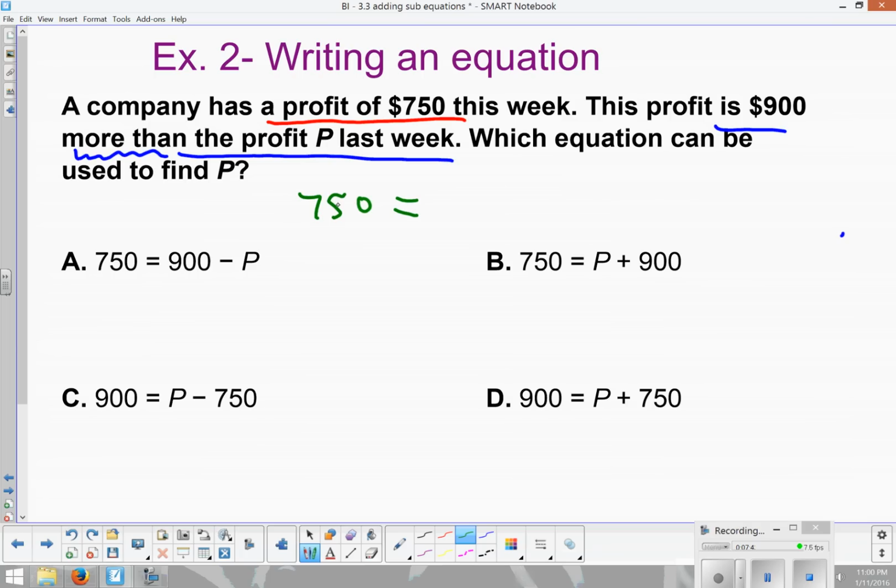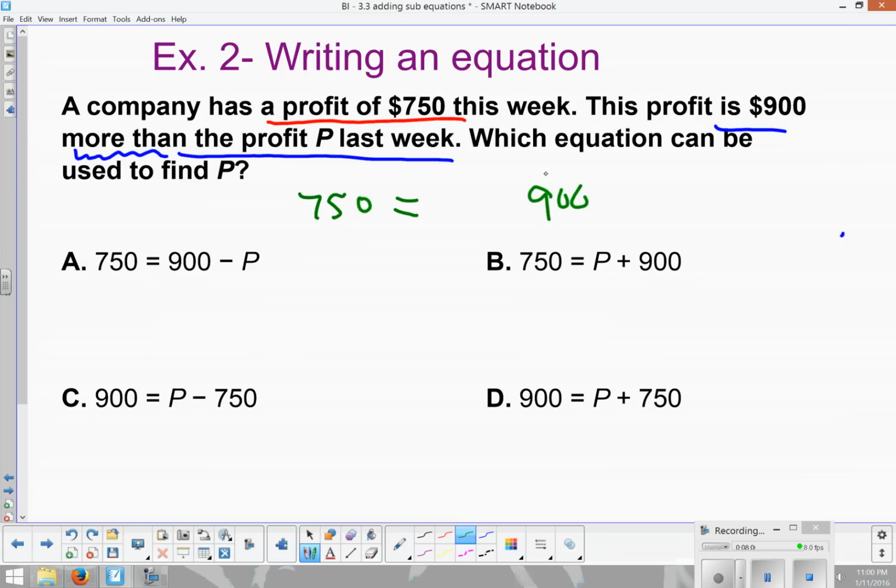And it seems like we're going to compare another week. So this week and last week. So this week would be here. Last week could be right there. And it says this profit is 900 more than the profit P last week. So this could be 700 this week, 900 last week.